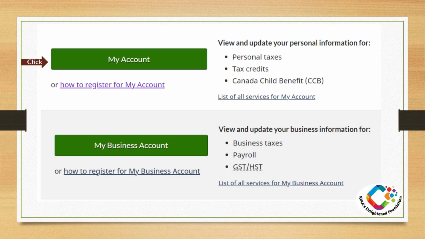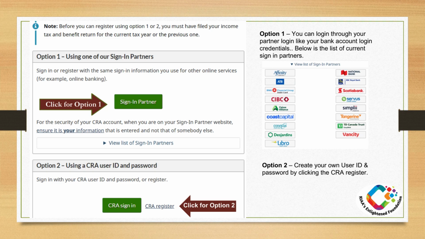Now that you have gathered all the required information, we are ready to create the account. For this, let's go on to our original sign-in page and click on the green button saying My Account. This will open up the page where you will find two options. Option 1, you can log in through your partner login like your bank account login. On the right side, you can see the list of the current sign-in partners which you can use to create your sign-in. For option 2, you can create your own user ID and password by clicking on the CRA register.